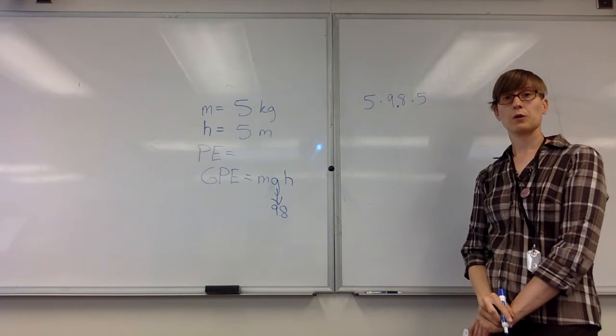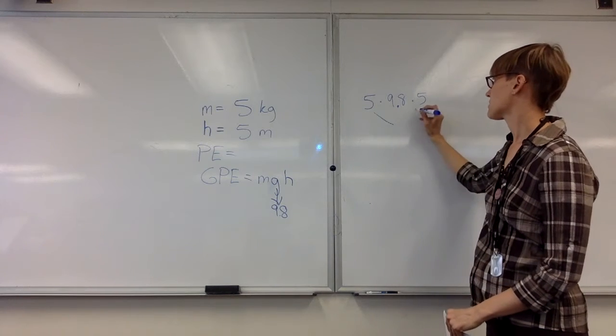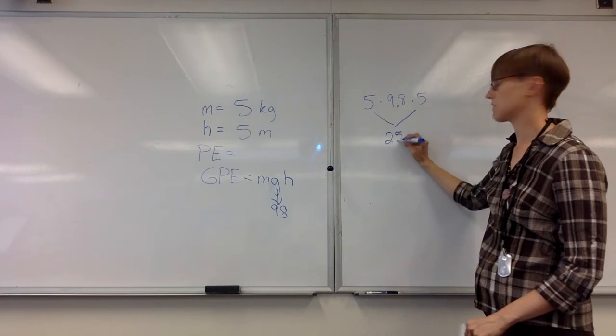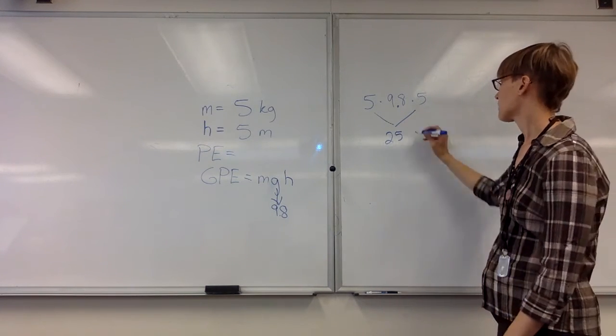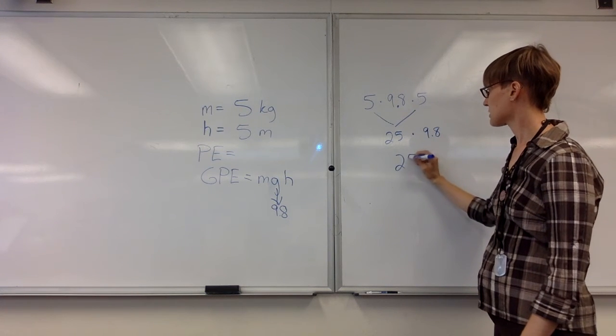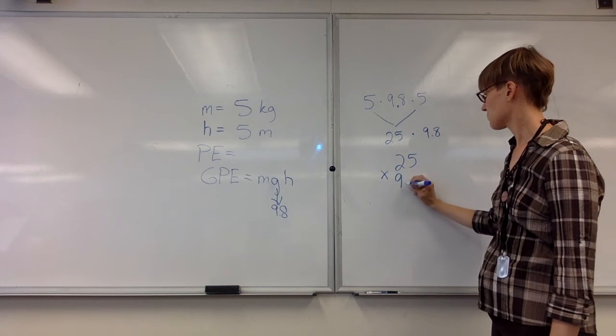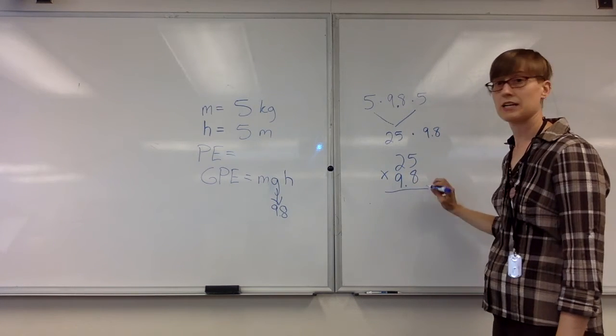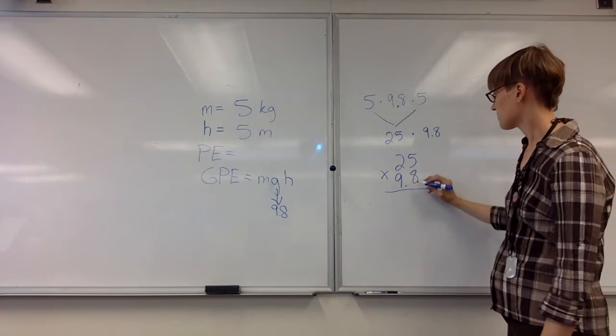Now, it doesn't matter what order I multiply in. So I'm going to choose to do my 5 times 5 first to get 25. So then I have 25 times 9.8. This is just a multiplication with a decimal problem at this point. 25 times 9.8. 5 times 8 is 40.